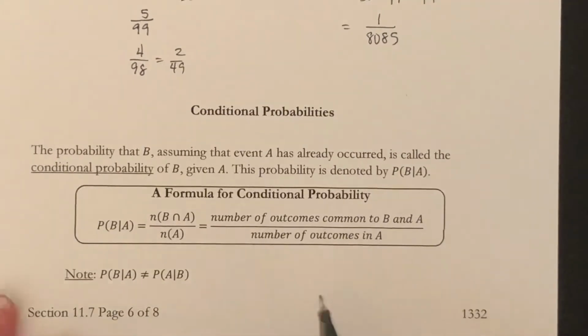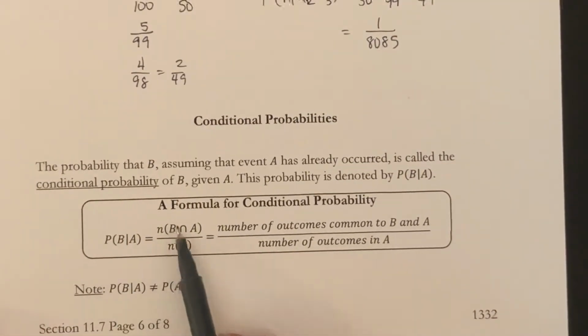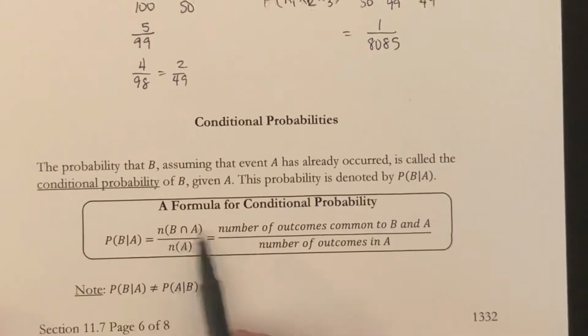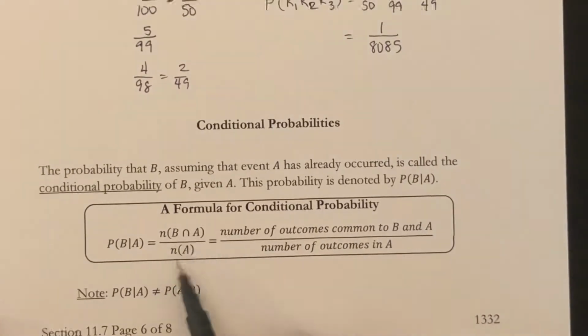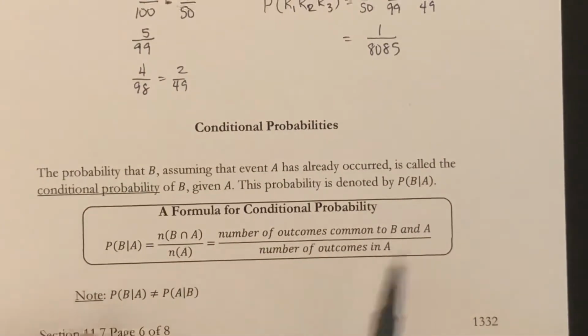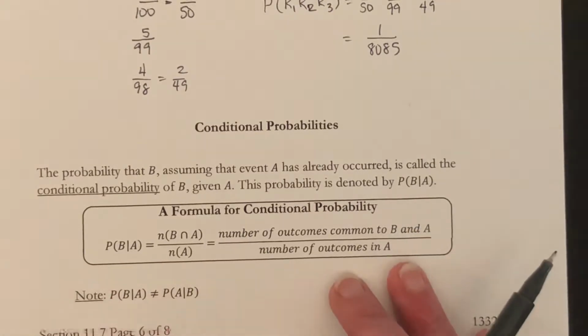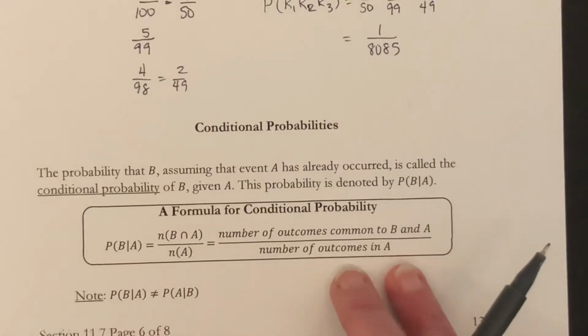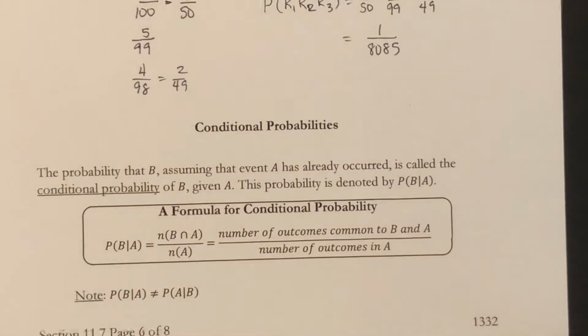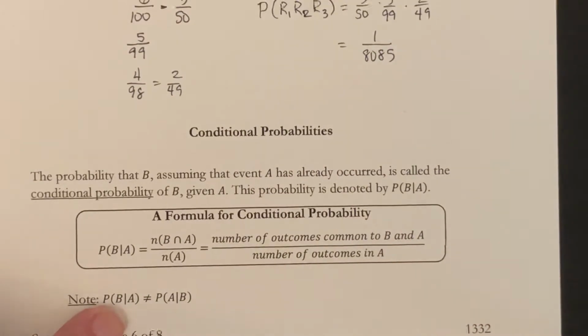The formula for this would be the number of ways that B and A can both happen, divided by the number of ways that A can happen total. One thing to note is that the probability of B given A is not necessarily the same as the probability of A given B. Usually they are not the same. They can be, but that's really the exception.